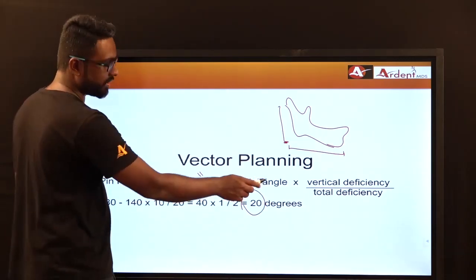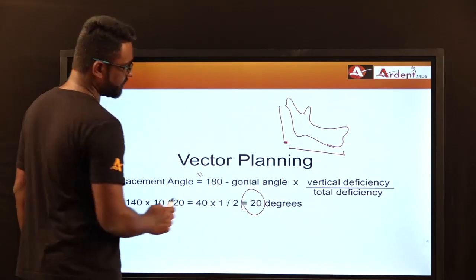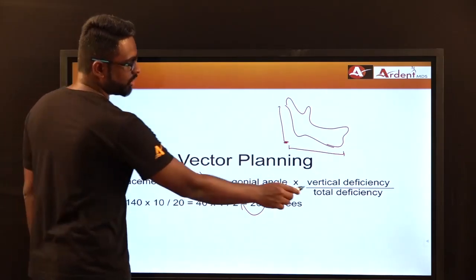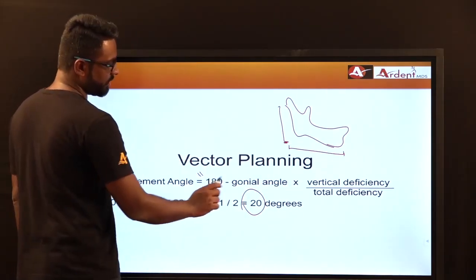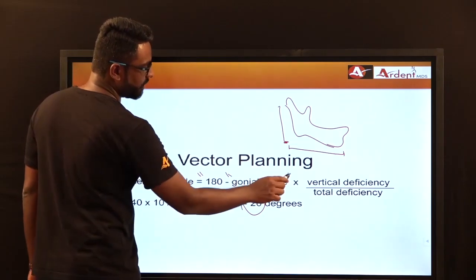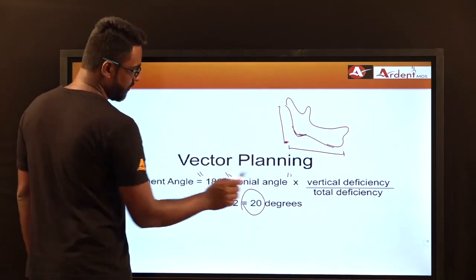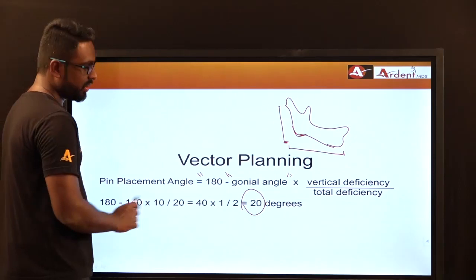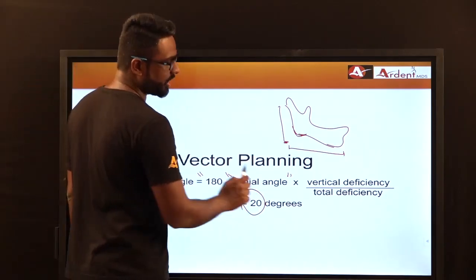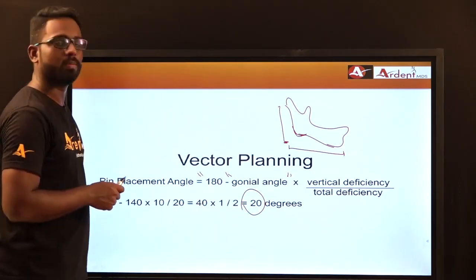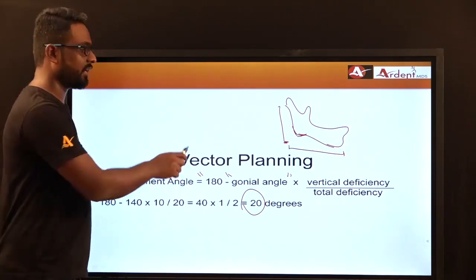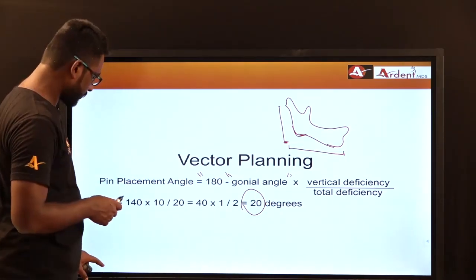So for example, they have given an example that the vertical deficiency is, suppose, 10 and the total deficiency is, suppose, 20. This remains the same. The gonial angle we have to measure from the patient. This is the gonial angle. We will measure it. Suppose it is 140. We will get a solution like 20 degrees. So this is the formula that we use for vector planning that you have to memorize.